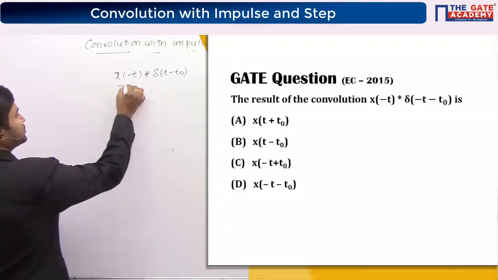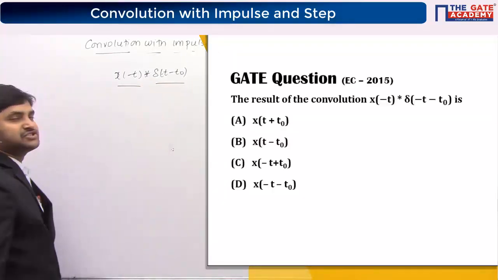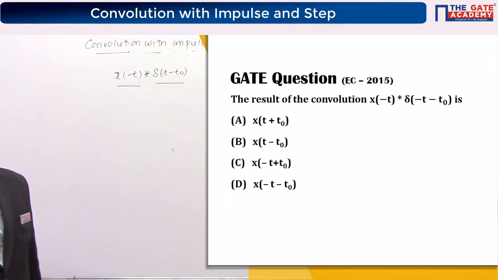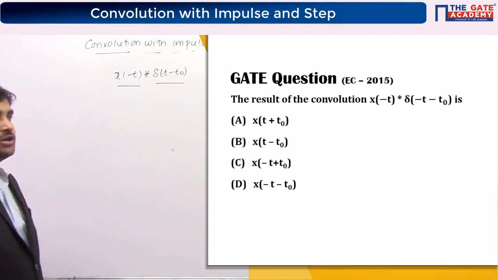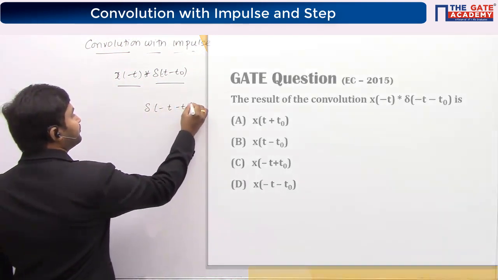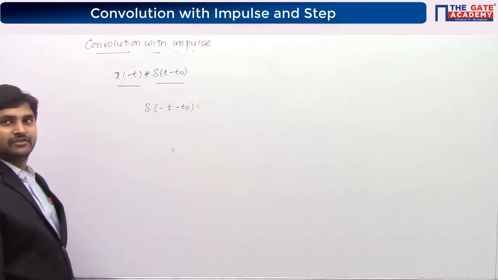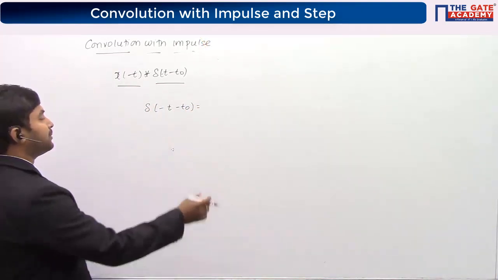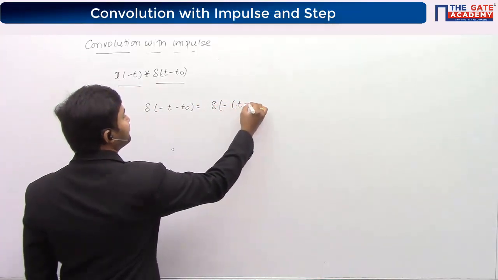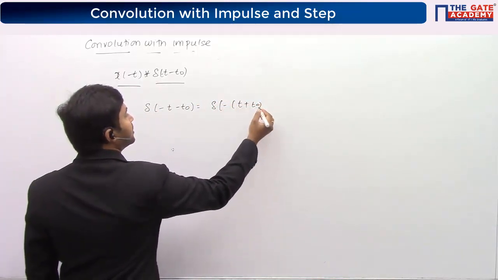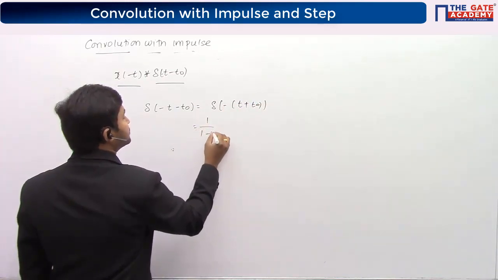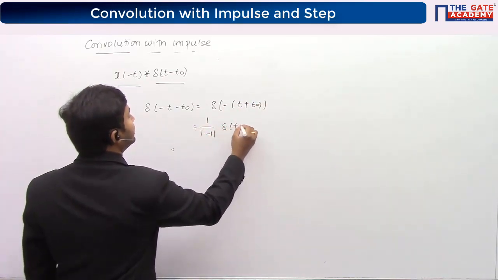Next question is x of minus t convolved with del of minus t naught. See, del of minus t naught, in yesterday's class we have learned one thing. Whenever you are having a representation like this, I can write it as del of minus taken as common, t plus t naught. Now I can bring this minus outside. This becomes 1 by mod of minus 1 del of t plus t naught.